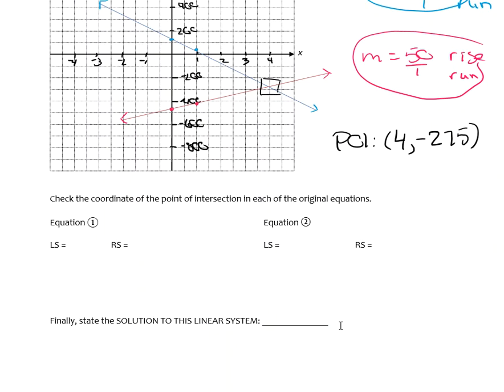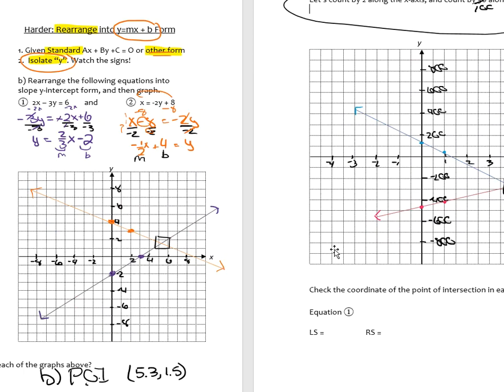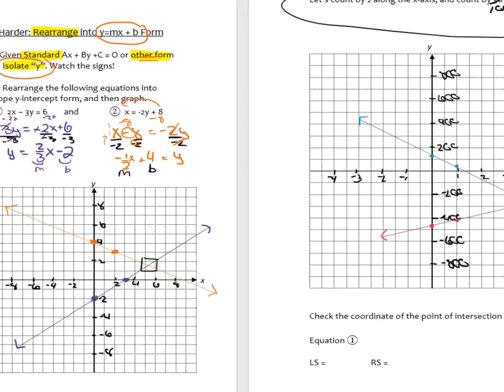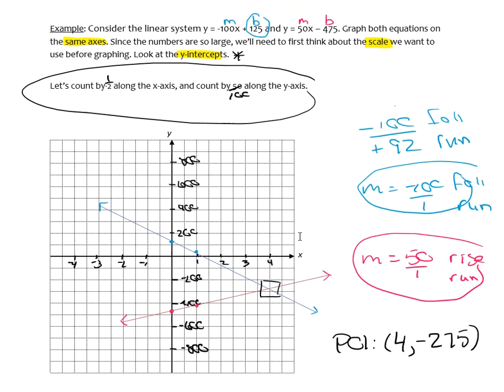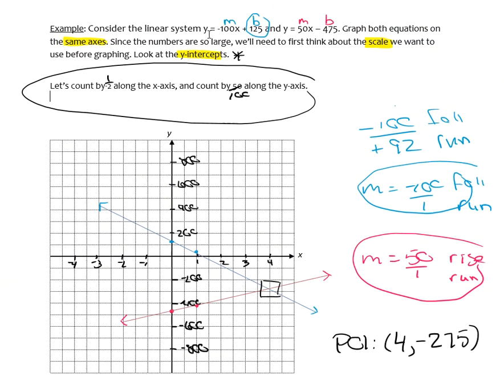Equation 1. Equation 1 was the blue one. What is the left side of equation 1? I'm gonna have to zoom out here so I can fit everything in. Okay, equation 1 is y equals negative 100x plus 125. Remember, left side, right side? Left side, right side means I draw a line through the equal sign and divide it like that. So this is my left side, this is my right side of the equal sign.